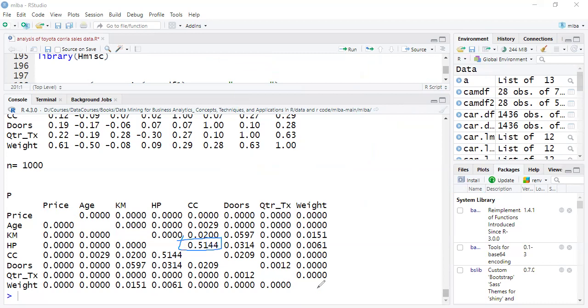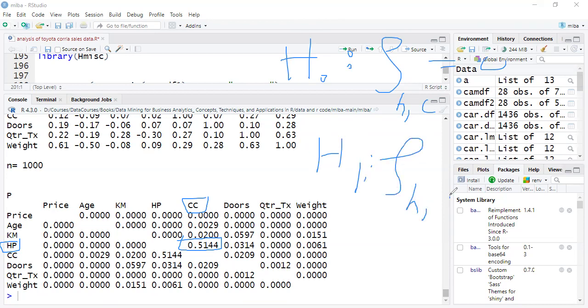Only one correlation is insignificant. It is the correlation between HP and CC. So if I am writing the hypothesis, the null hypothesis is that the correlation between HP and CC is 0. The alternate hypothesis is that the correlation between HP and CC is not 0.